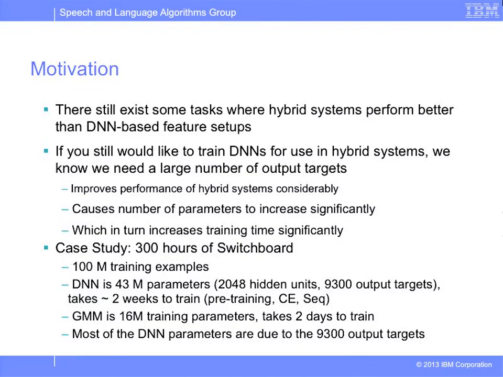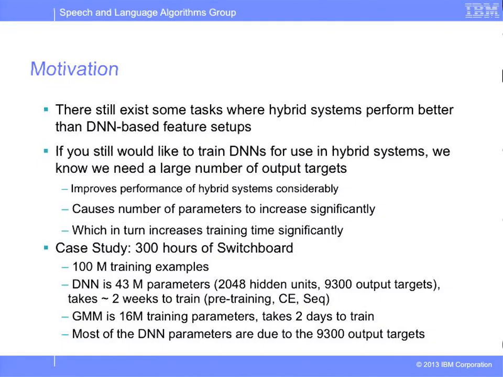To give you an idea, let's just take Switchboard, which is about 100 million training examples, 300 hours. The DNN is about 43 million parameters: 2,048 hidden units per layer, 6 layers, and 9,300 output targets. That takes roughly 2 weeks to train with everything: pre-training, cross-entropy training on the GPU, and sequence training, which is parallelized. Now, compare this to a GMM, which is just 16 million parameters and takes 2 days to train.